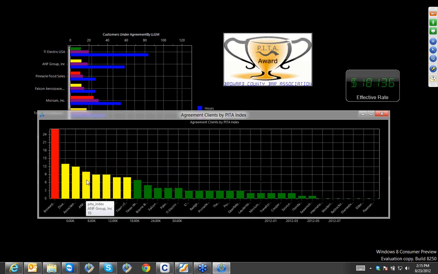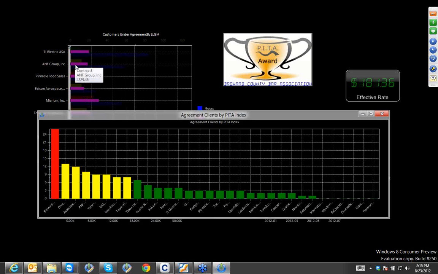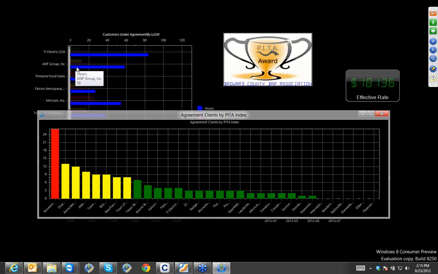So this one of A&F, their PITA index is 10, and they're showing up right up here near the top of where there's both too much noise as far as number of tickets and a lot of time going against those tickets to show that those are somebody that needs to be maybe paid a little bit special care toward. So that's really how we use the PITA award.